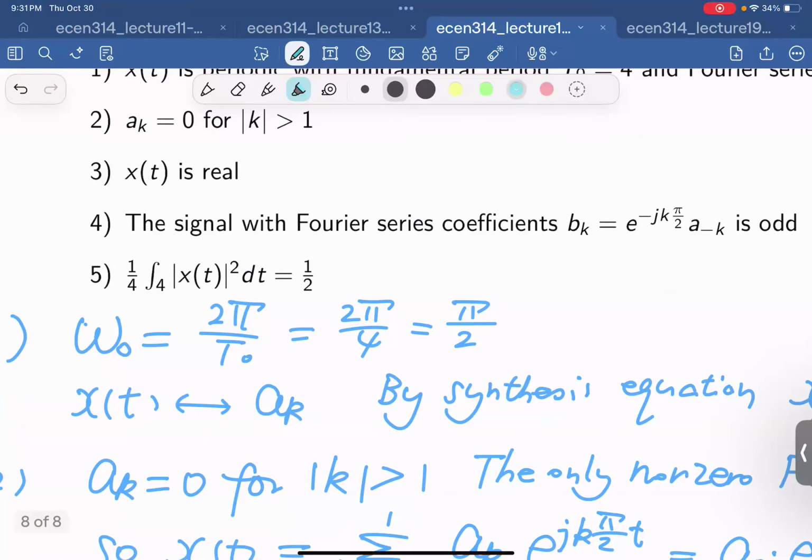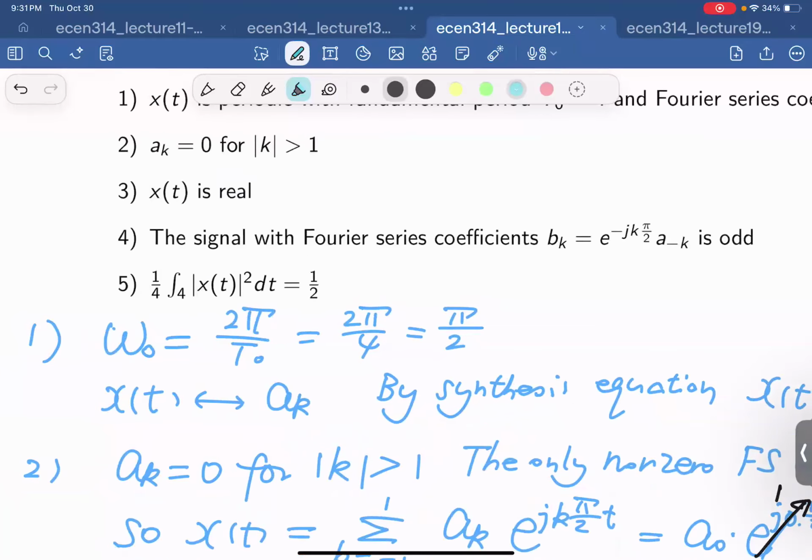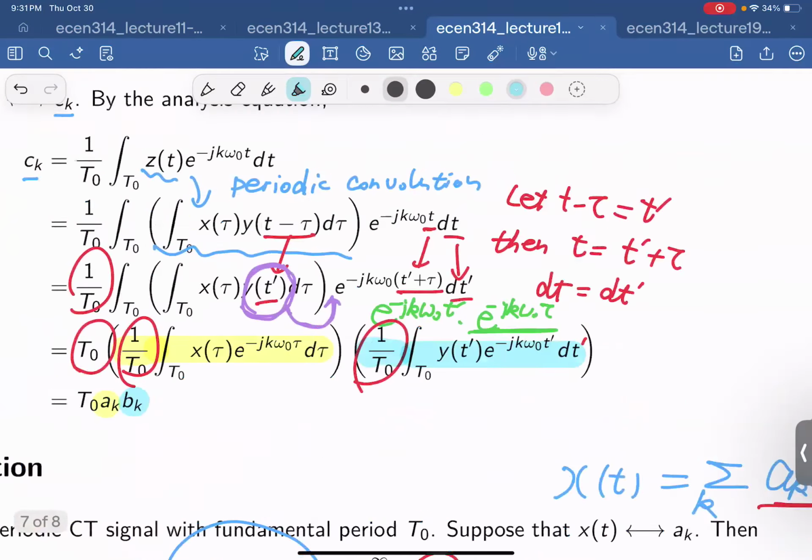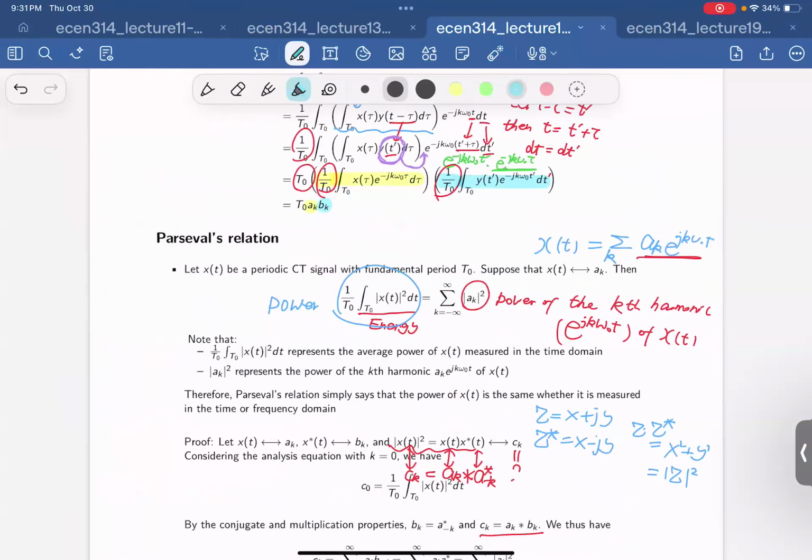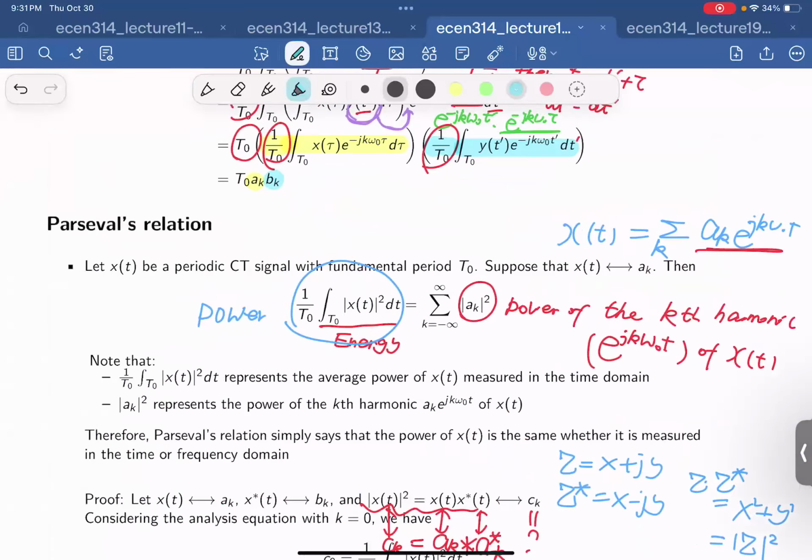Okay, and that 1/4 is 1 over T naught. So this reminds us what? This is basically telling us this integral is the energy in that signal, and then divided by the fundamental period 4 is the power. Okay, the power of this signal is equal to 1/2. But what property tells me anything about the power in the periodic signal? That is the last property we have learned, that is the Parseval's relation.